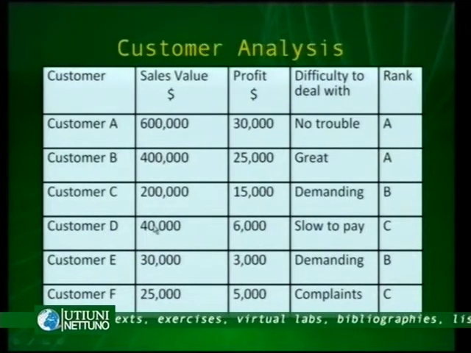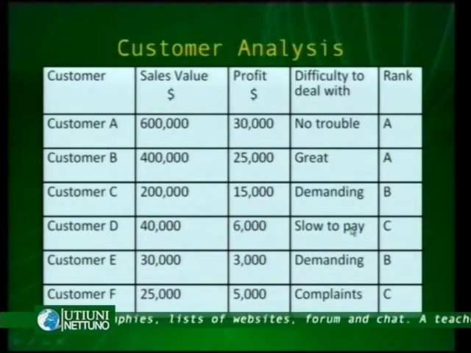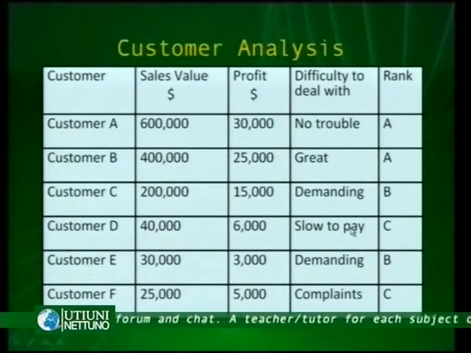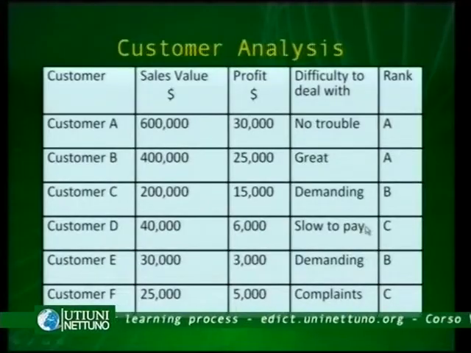Customer D, 40,000 in sales, 6,000 in profit, slow to pay. Now, you may need to try and get a copy of their accounts for last year and see if there are reasons why they're slow to pay, and look at maybe stopping doing business with them, or at least getting them to pay cash up front for any future business if it has got to a serious stage. So you have to manage those. It's managing your debtors, which we covered under finance and financial management. But we put it down here as a C because slow to pay.